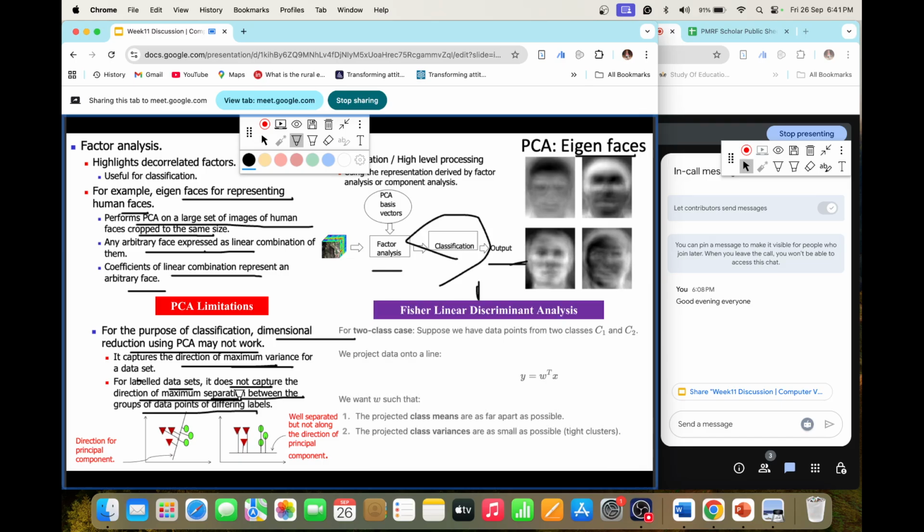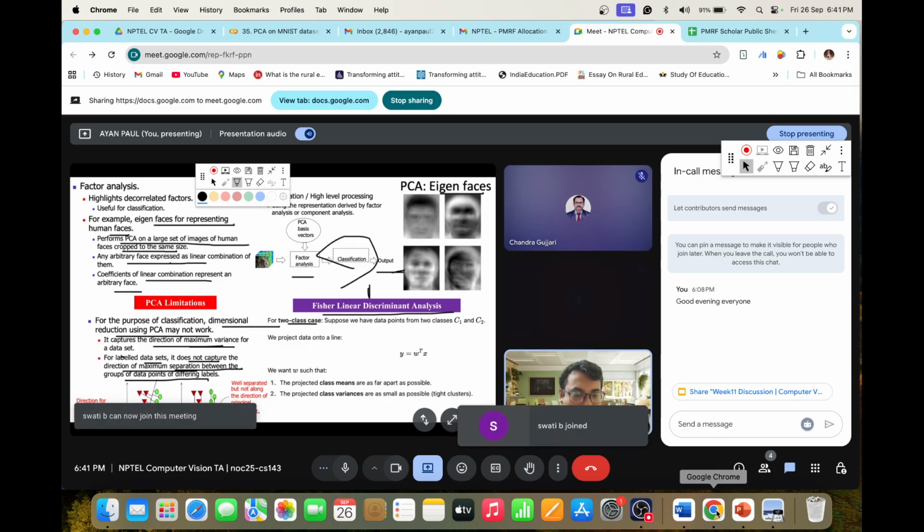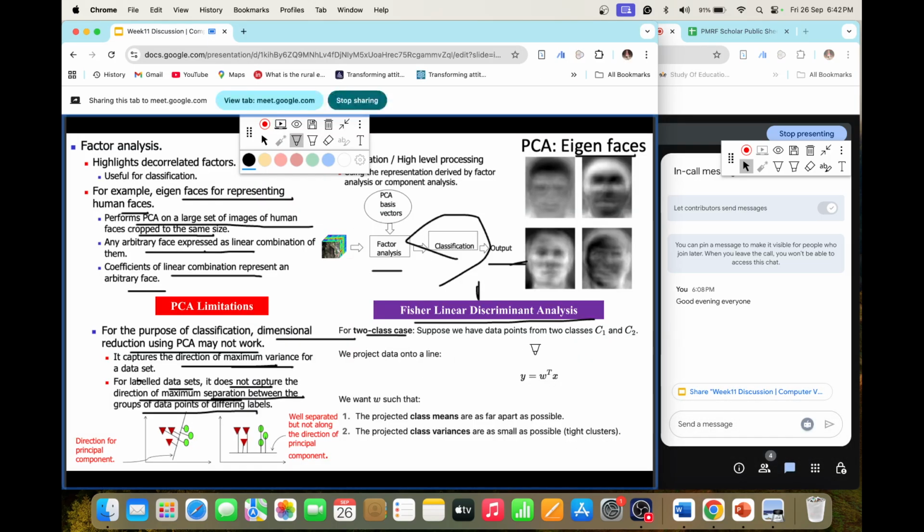So for that, we have this thing called Fisher linear discriminant analysis, or Fisher LD. So for two classes, suppose we have data points from two classes C1 and C2. We project the data on a line. This is the line on which we project the data.